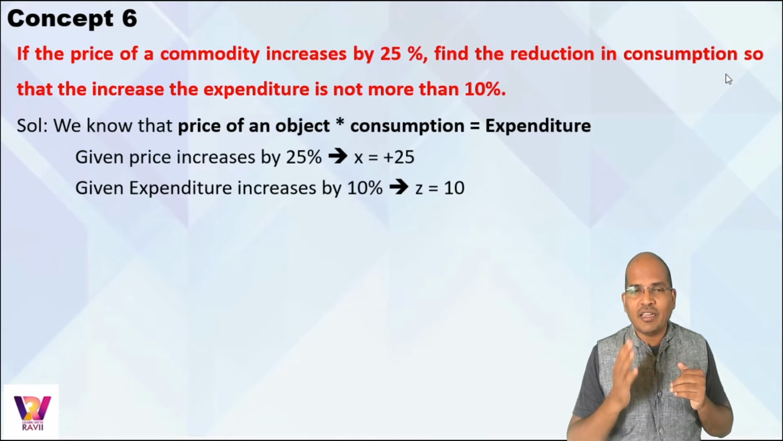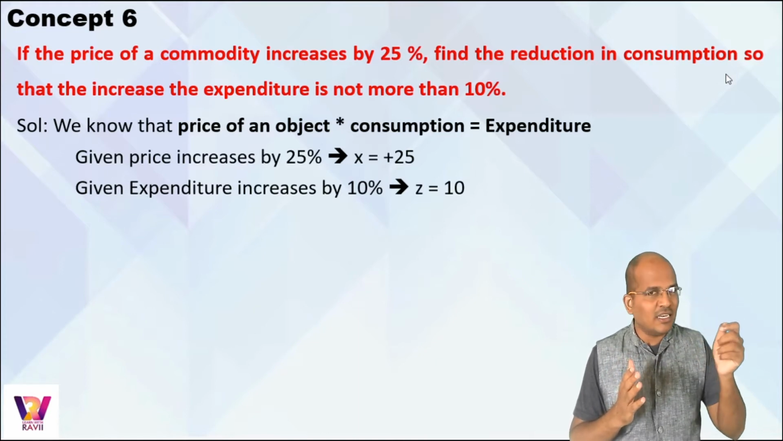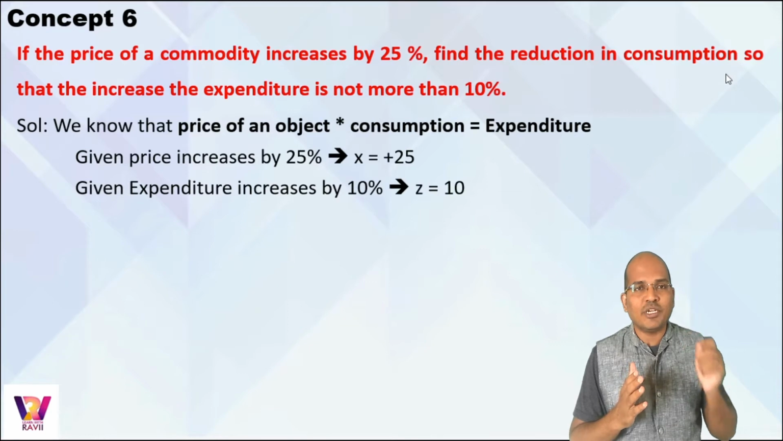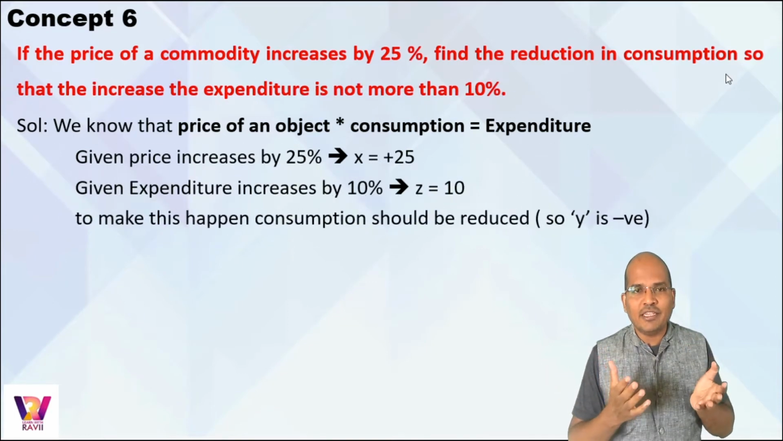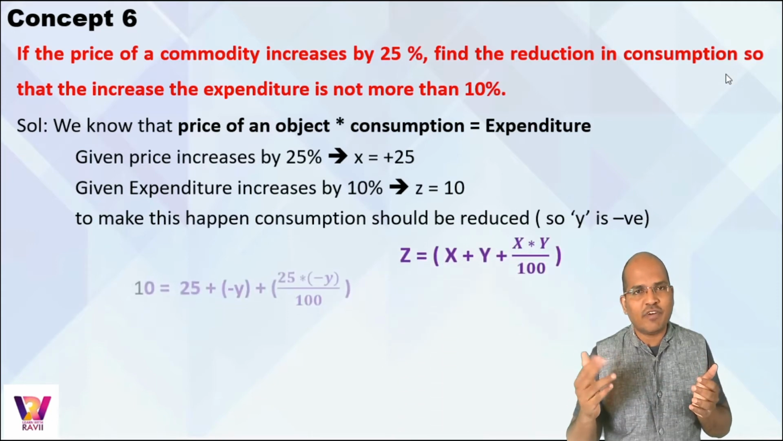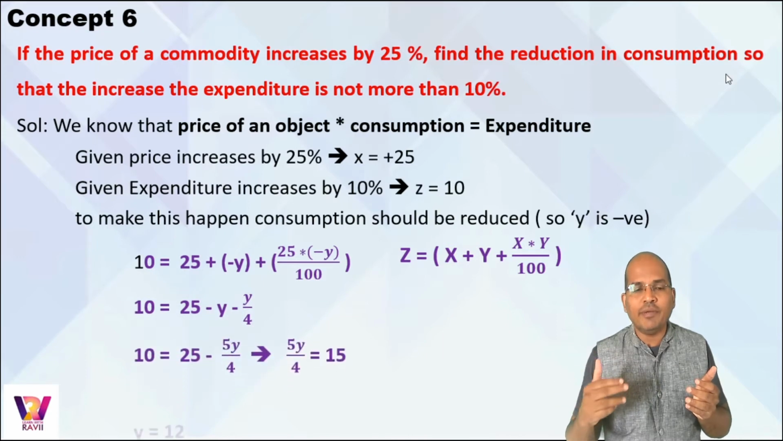As you find that the Z value is 10, which is not 25, it means that there should be some decrease in consumption. So consumption should be negative, isn't it? So what do you observe? To make this happen, Y should be negative. So plug in the value of X and Z in the formula and solve for Y, and you get the value of Y to be 12%.